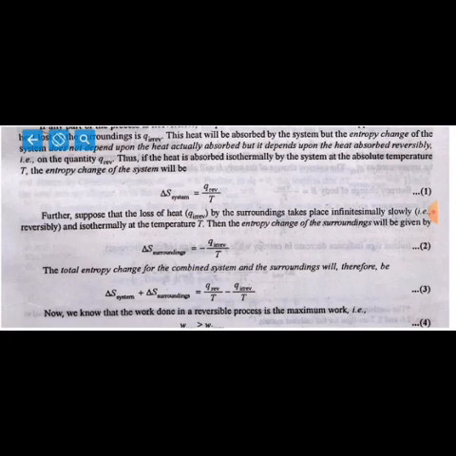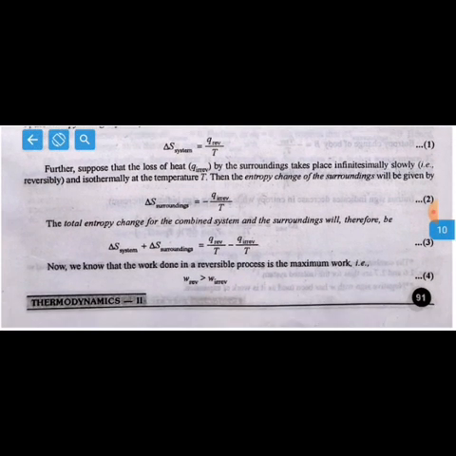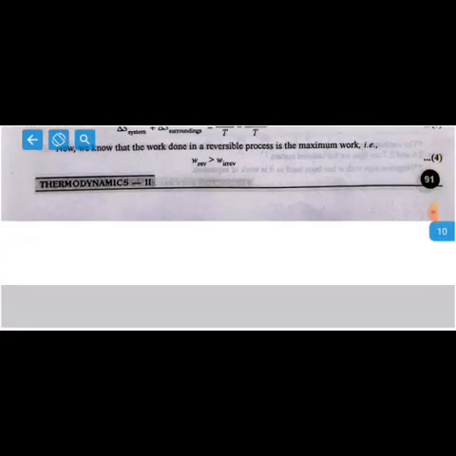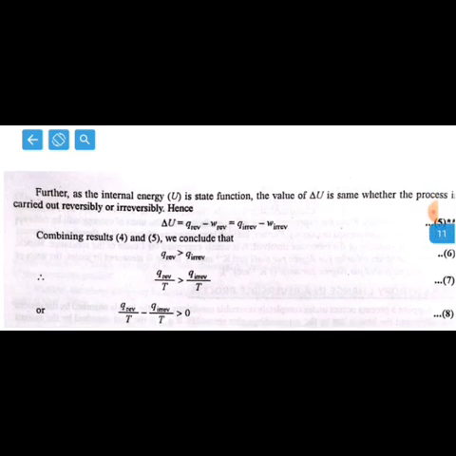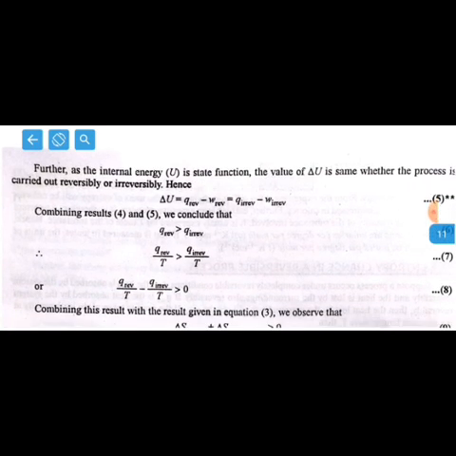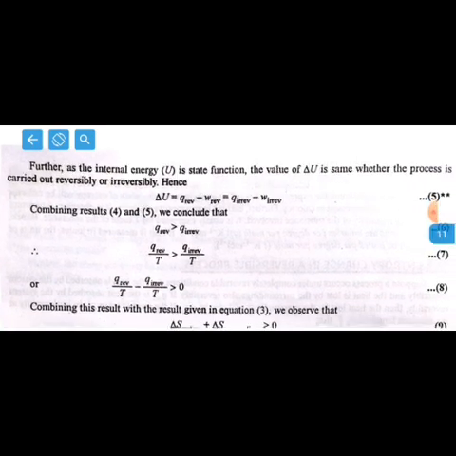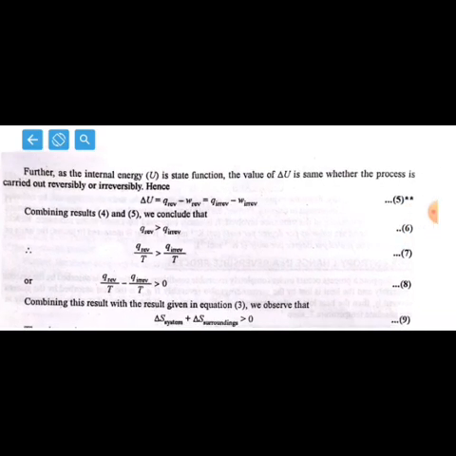That is equation 3. Now we know that the work done in a reversible process is the maximum work, that is, W reversible is greater than W irreversible. That is equation 4. Further, as the internal energy U is a state function, the value of delta U is the same whether the process is carried out reversibly or irreversibly. Hence, delta U is equal to Q reversible minus W reversible, which is equal to Q irreversible minus W irreversible.